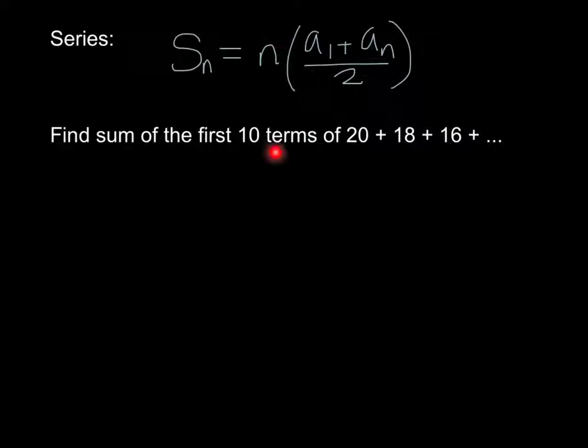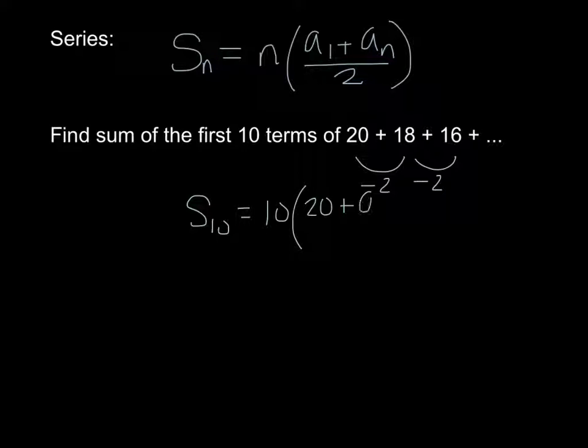So in this example we have 10 terms. It starts with 20 and then adds 18 and 16. We'll notice that d is going to be a minus 2 because we keep subtracting 2. And in order to do this, I'm going to take s sub 10 equals 10 times a sub 1 is 20 plus I don't know a sub 10 yet, so I need to find that, divided by 2.